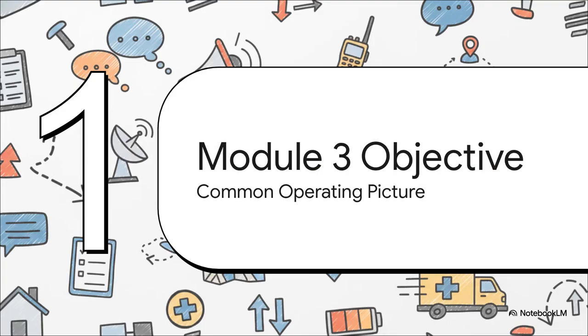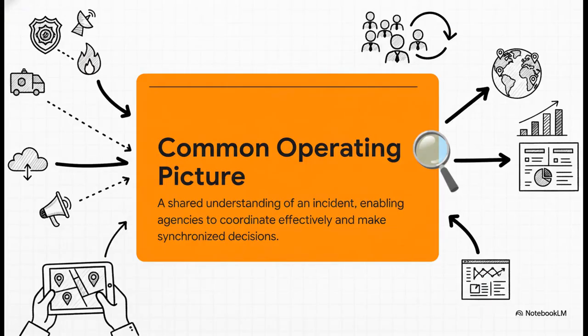So what's the most important objective for Module 3? It all boils down to one single concept, the common operating picture. Honestly, mastering this is the absolute key to a coordinated and effective response. And you might be asking, what exactly is a common operating picture? Well, think of it this way. It's a single, shared, real-time view of what's happening. It means every agency, every team, every person involved is working from the exact same playbook. It completely eliminates guesswork and makes sure we're all making decisions based on one single source of truth.